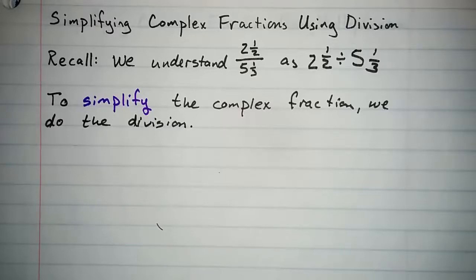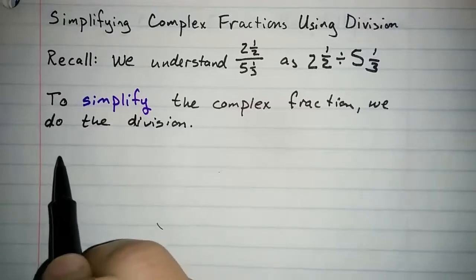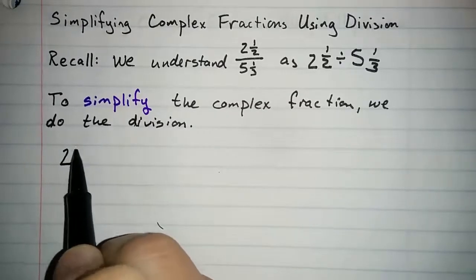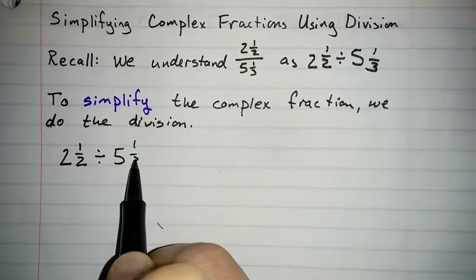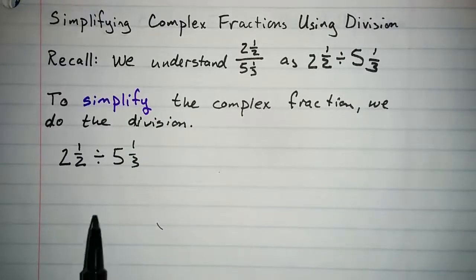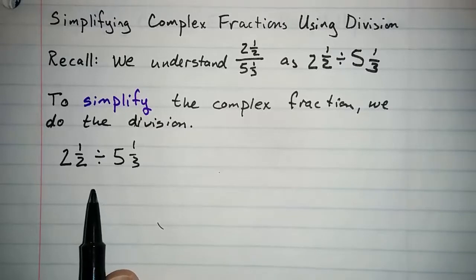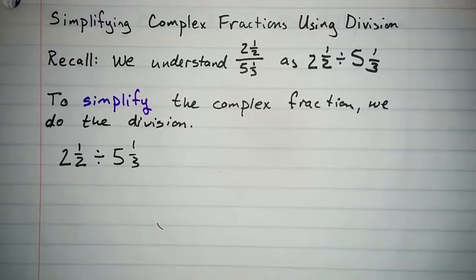So let's see, what's that going to look like? We want to work out 2.5 divided by 5 1/3. Do you remember, is this going to be more or less than 1? Right, this is going to be less than 1 because the divisor is bigger. What should my first move be? In order to do any multiplication or division to mixed numbers, I need to make them into improper fractions.